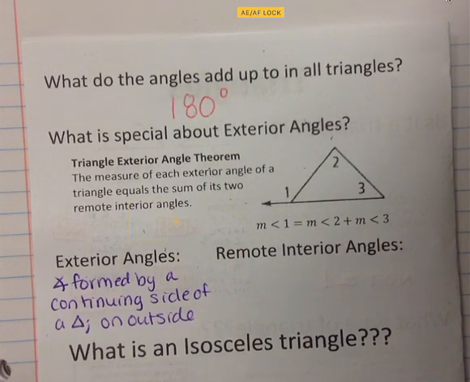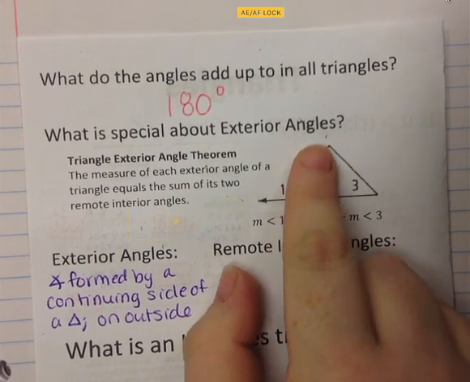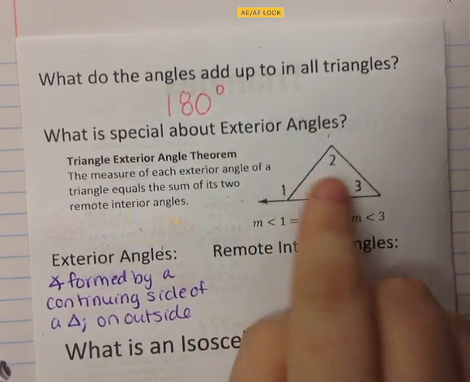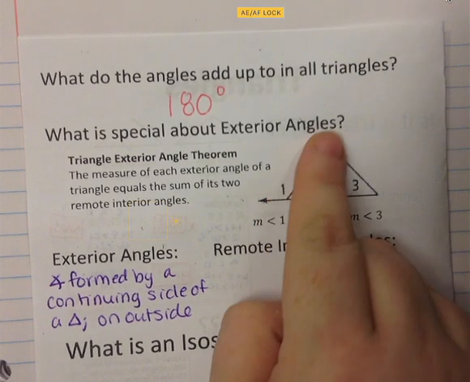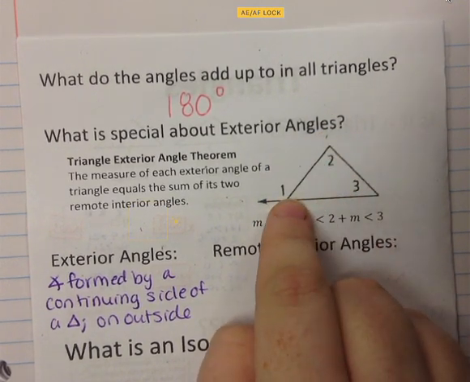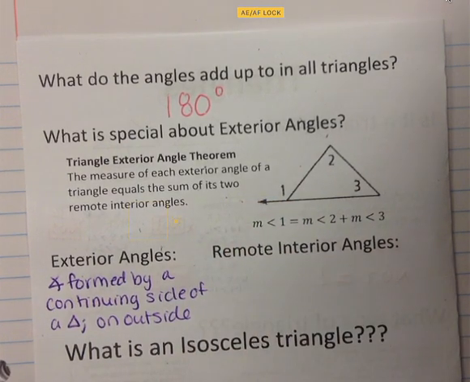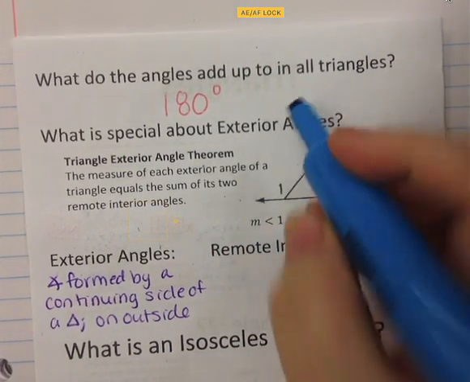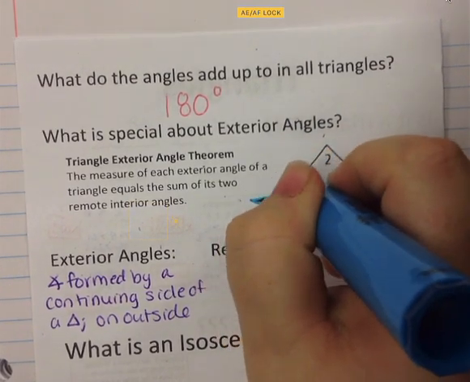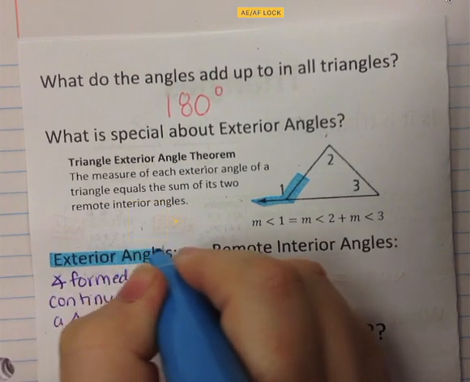So if we look back at this triangle up here, of the three sides of the triangle, we want to figure out are any of them continuing. This side is not continuing. This side is not continuing. This side, as I keep going, it does continue. The angle that's on the outside is angle 1. So if I outline this angle 1, this is considered your exterior angle.